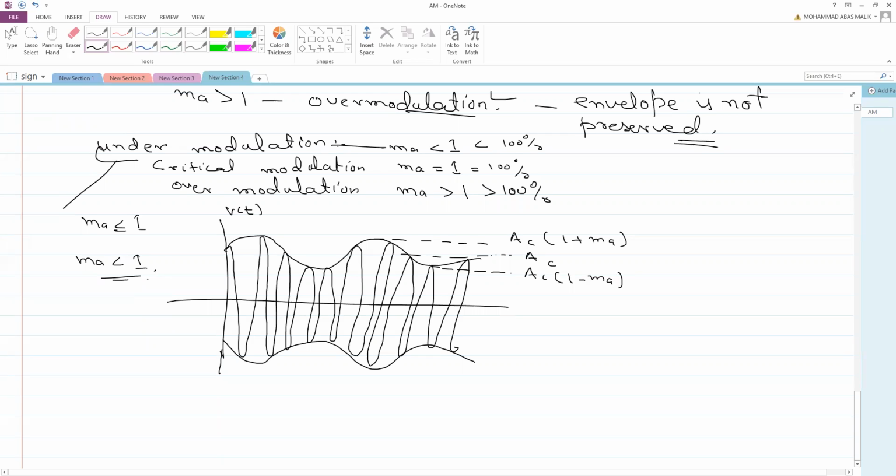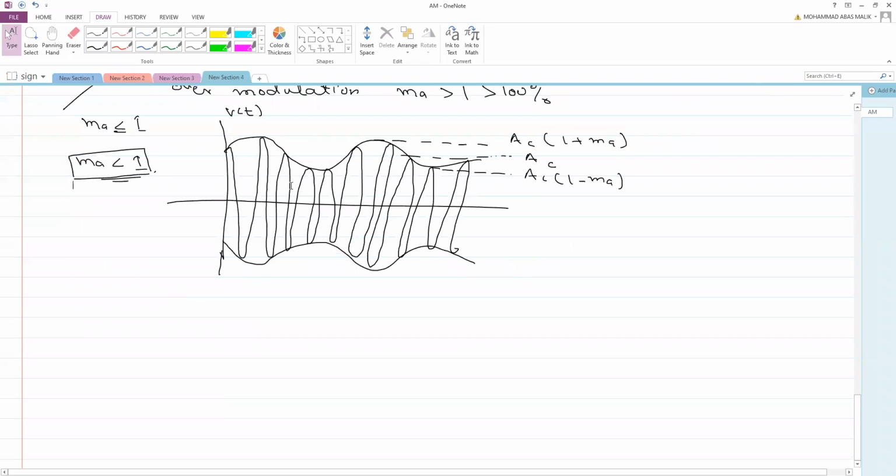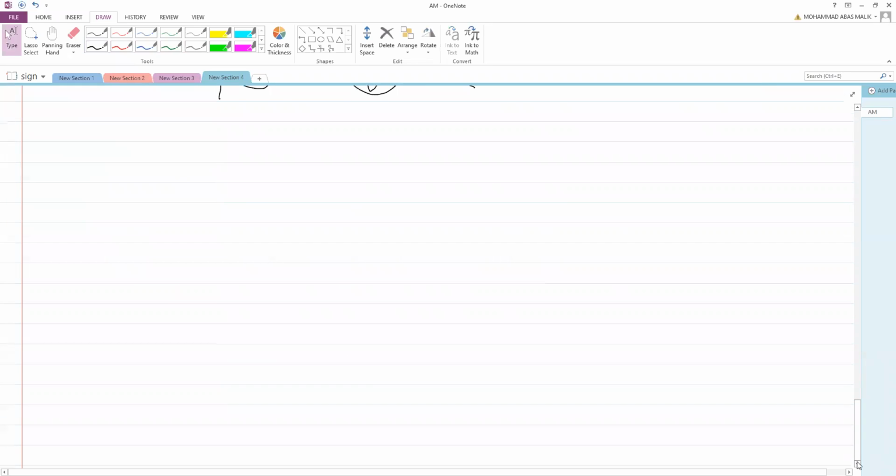In this case, there is no distortion, nothing will happen, and you don't have any kind of nonlinear distortion here. In this way, the waveform is preserved. You can say your waveform is preserved whenever the modulation index is less than or equal to 1, or less than 100%. Now, in case of overmodulation, what will happen? For critical modulation, you just draw the graph like this yourself, and it will just touch this. Okay, so I draw the graph of the overmodulated signal.